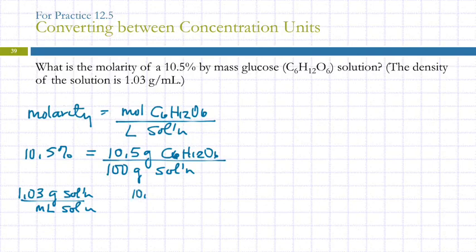So 10.5 grams of glucose, C6H12O6. Oops, not equals. Times. So we need a molar mass. 180.156. So grams per mole of glucose, C6H12O6. But you could just come up here and do this for me. No? Yeah. I am getting paid to do it, that's true.